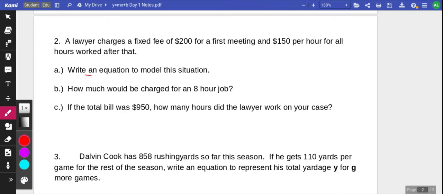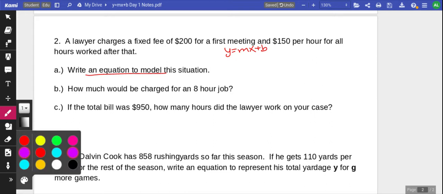So first off, it wants us to write an equation. Think about that, y equals mx plus b. If it helps, you can always just write it out so you can think about your framework there. Y equals mx plus b. It's saying a lawyer charges a fixed fee of $200 for a first meeting and $150 per hour for all hours worked after that. So it's similar to the plumber, right? You start out with that $200, and then after that, it's $150 per hour.